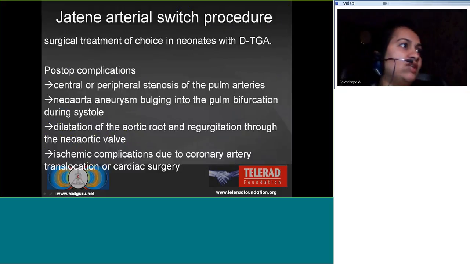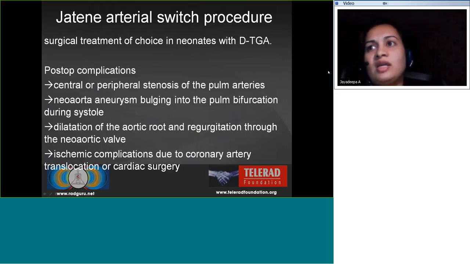Now, the surgical treatment of choice in neonates with dextro-TGA is the Jatene arterial switch procedure. This is the arterial switch where they remove the great vessels from their native ventricles and switch them. So typically on the MR, the display is going to show an aorta which is surrounded by the pulmonary arteries.